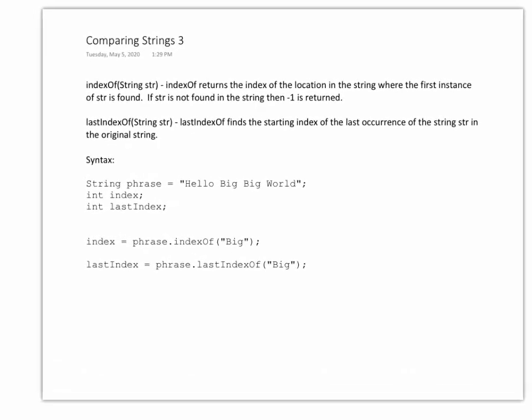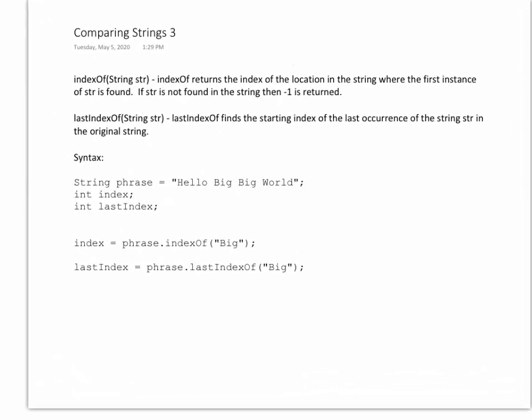Okay, the next one is the index of command, or last index of, and it returns the index of a specific string inside of the string. If it's not found, you can see it returns a -1. So it tells us what index the actual string that we're looking for is inside of the original string.